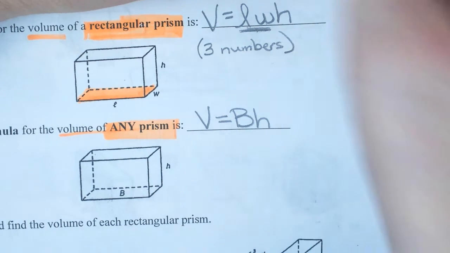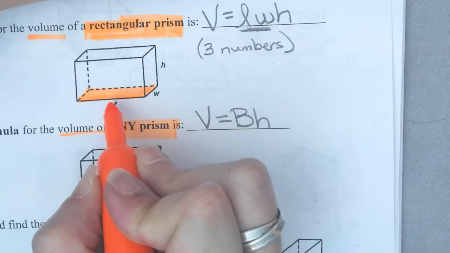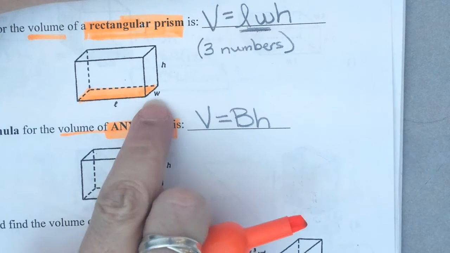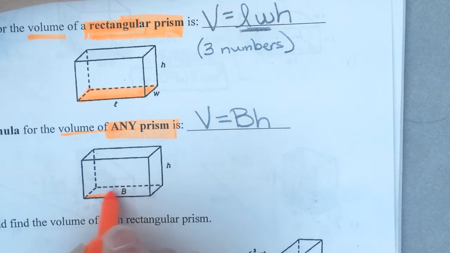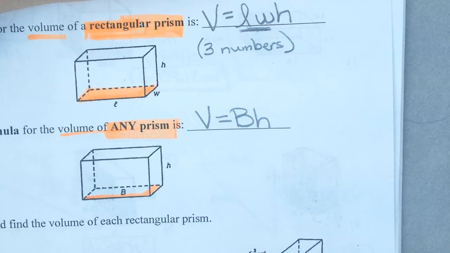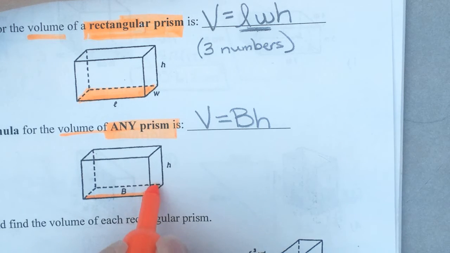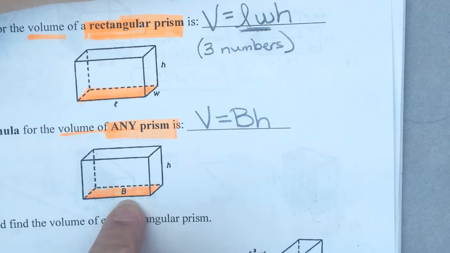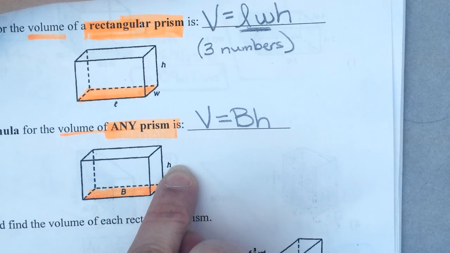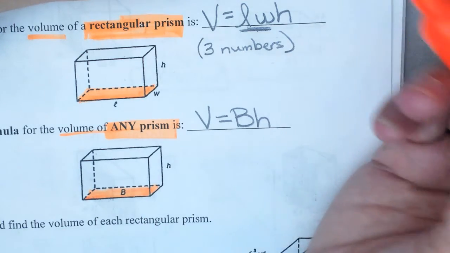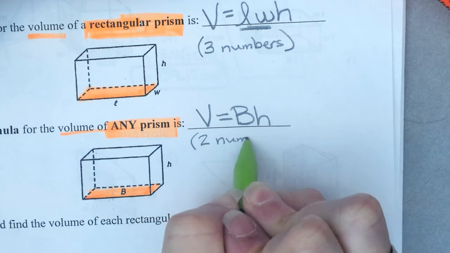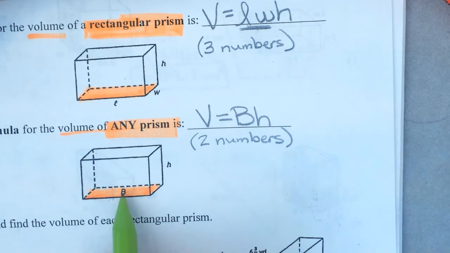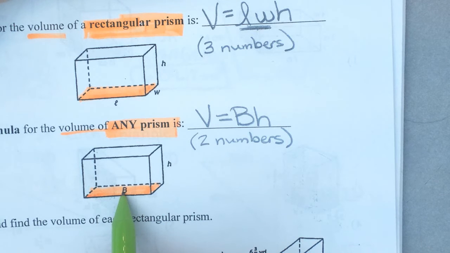Now look, if you'll notice, do you see how your length and your width are that box? Down here, the length and the width are called the big B, the base of that shape. So when we see just 2 numbers, we can assume we need to use this formula, because they're going to give us our base already multiplied, and all we have to do is multiply that times the height.